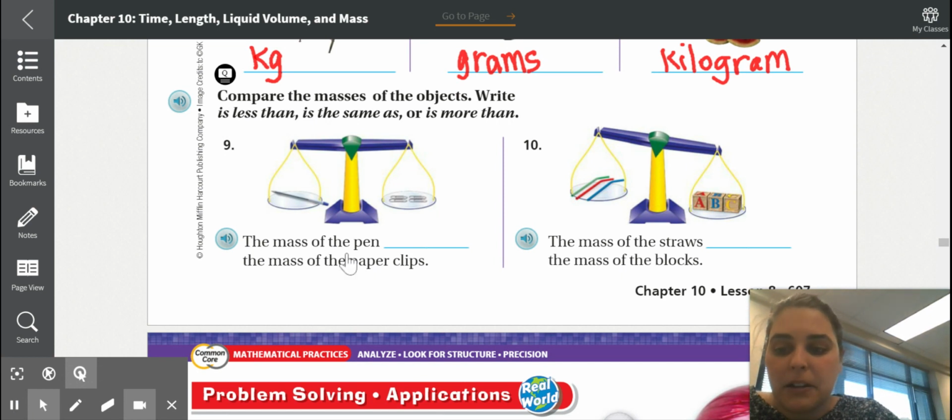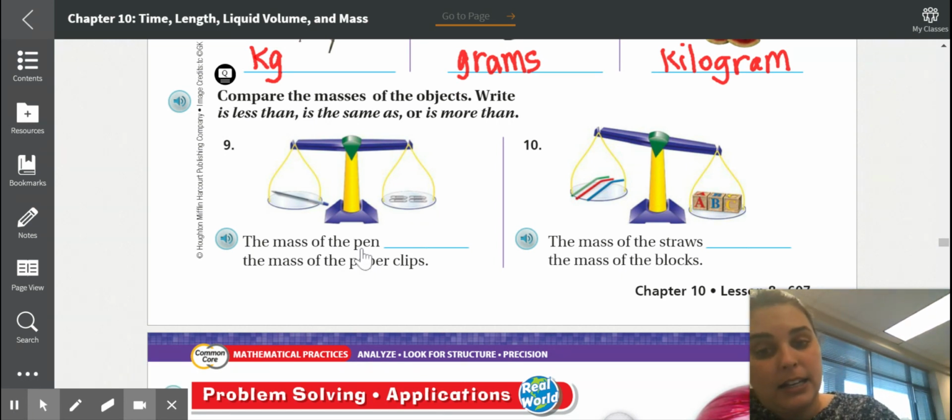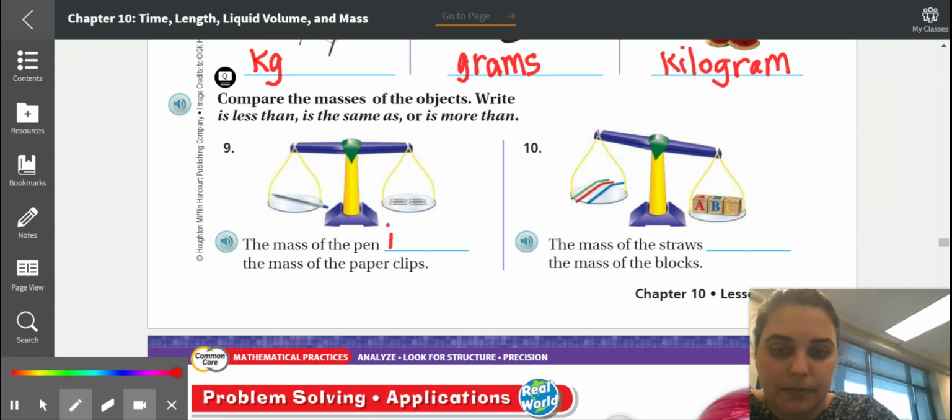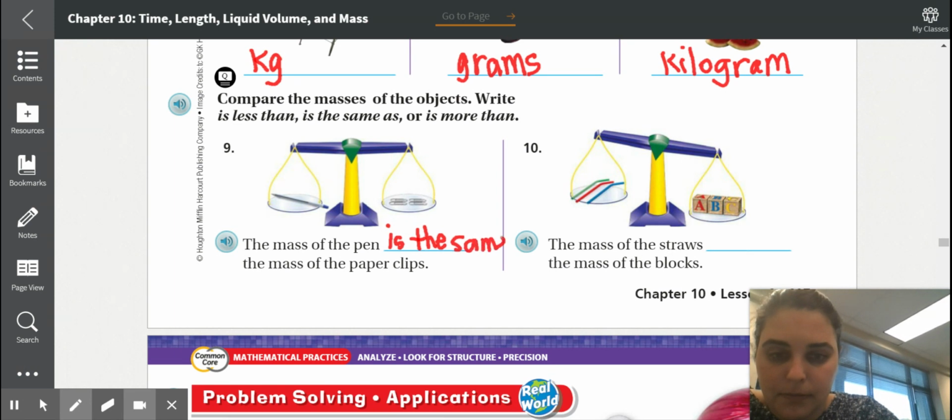So the mass of the pen is the same as the mass of the paper clips. Just look at the balance. They are almost right. That green little arrow is right in the center telling us that they are equal.